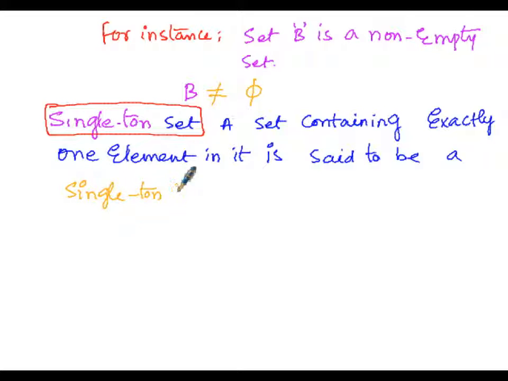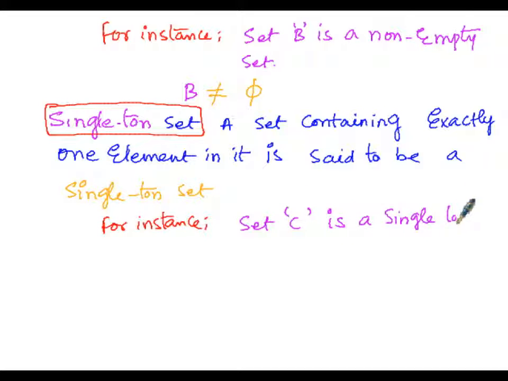Then let us perform one example. For instance, I am going to consider set C to be a singleton set. So here the set is denoted by C, a singleton set. Here we have to take one element. I am going to consider an element, that is 2, which is belonging. So here this symbol indicates belongs to.